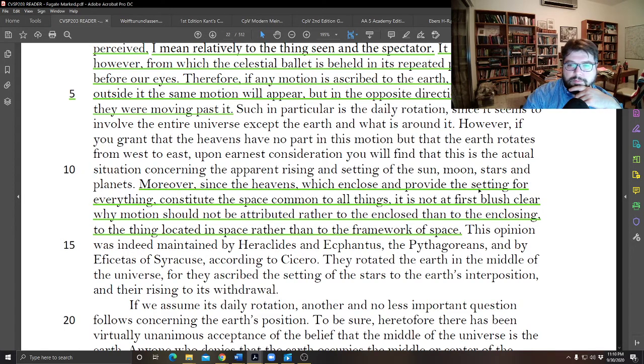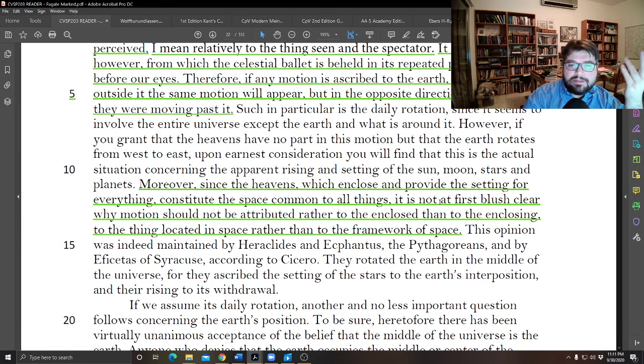"Moreover, since the heavens, which enclose and provide the setting for everything, constitute the space common to all things, it is not at first blush clear why motion should not be attached rather to the enclosed than to the enclosing, to the thing located in space rather than to the framework of space." So here, this is a positive argument, right? This belongs to the second class of arguments. He says the heavens are kind of the framework for the universe. So it's not at first blush clear, right? He's not saying we can't ascribe motion to the heavens and rest to the Earth, but he's saying, but why should we, right?